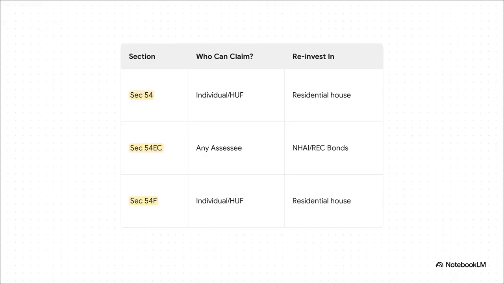For example, under Section 54, if you sell a house, you can avoid tax on the gain as long as you reinvest that money into another house within a certain time frame. Section 54EC offers another path. You can invest the gain in special government bonds and defer the tax. The main idea is simple. The law wants to encourage you to reinvest your profits, and it gives you a nice tax break for doing it.